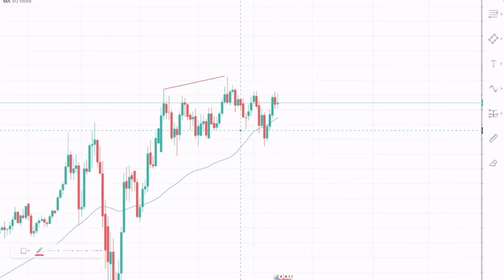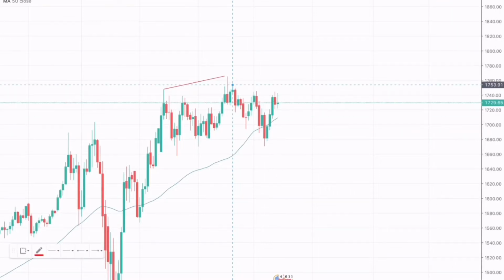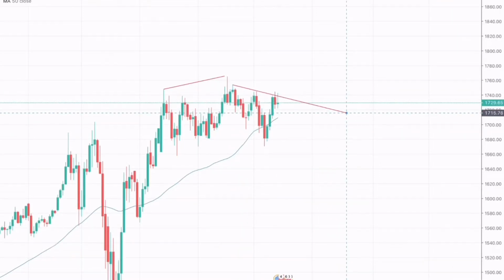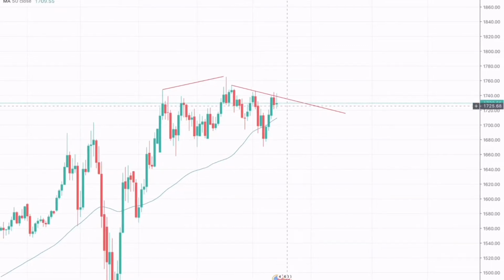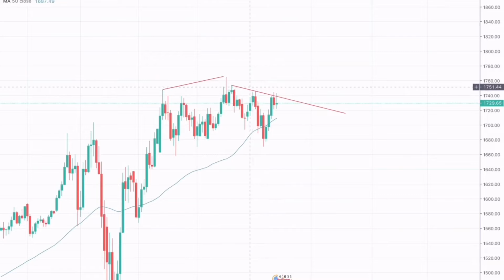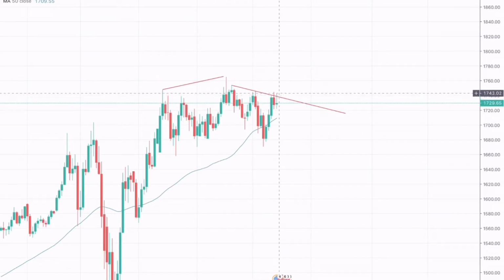However, we can draw a resistance line here. A break of this resistance line will indicate that the bearish trend in gold, according to the divergence theory, will be over. However, we haven't seen a break through this resistance line, only fake breakouts.